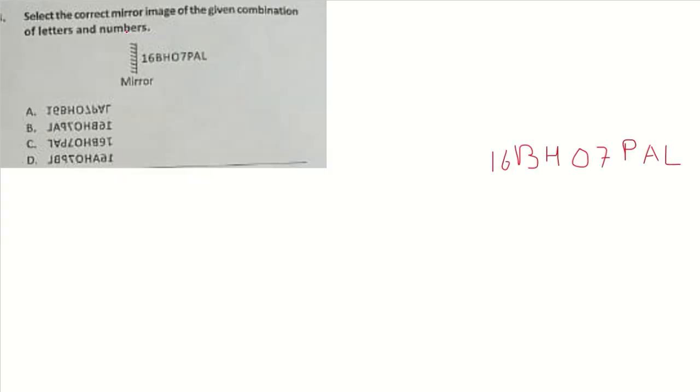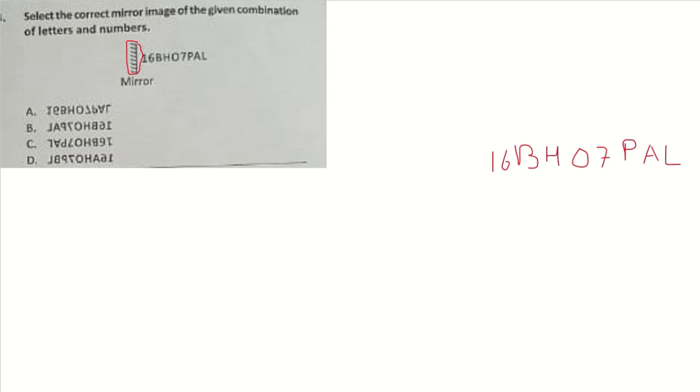Select the correct mirror image of the given combination of letters and numbers. Now this is the whole mirror. So when we take a mirror, like for example, if we take a water image, then the image is horizontally flipped. But when we take a mirror, then the image is vertically flipped.